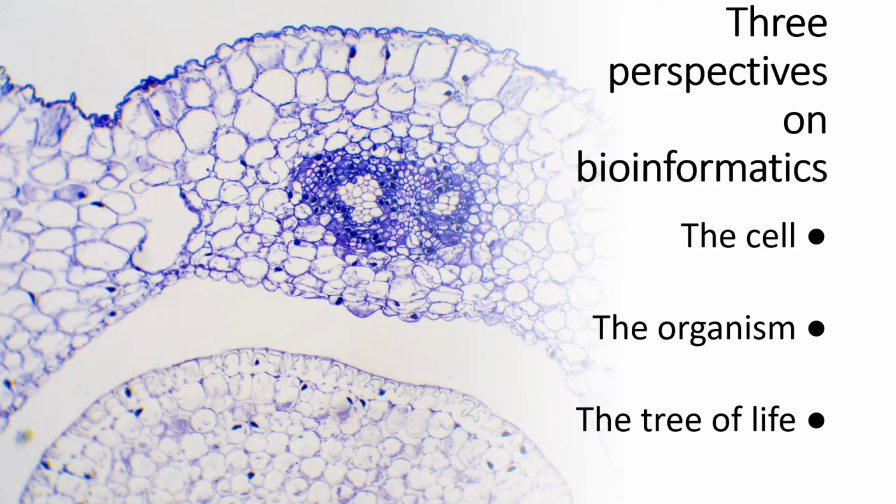Okay, so we have three perspectives on bioinformatics. We have the cell, the organism, and the tree of life. Although I did say that bioinformatics deals more with molecular biology information, the molecular information can give us an outlook into the cell, what is happening in the cell, and the organism.